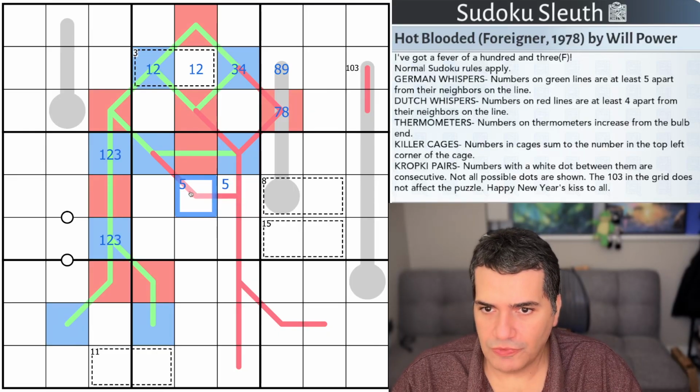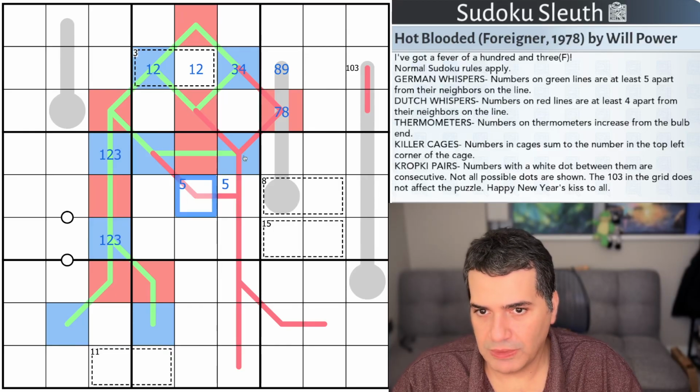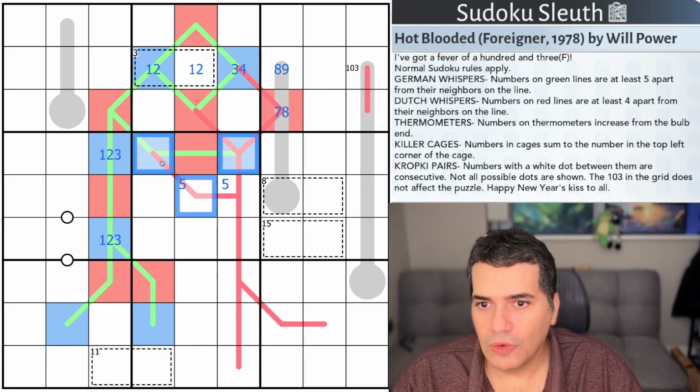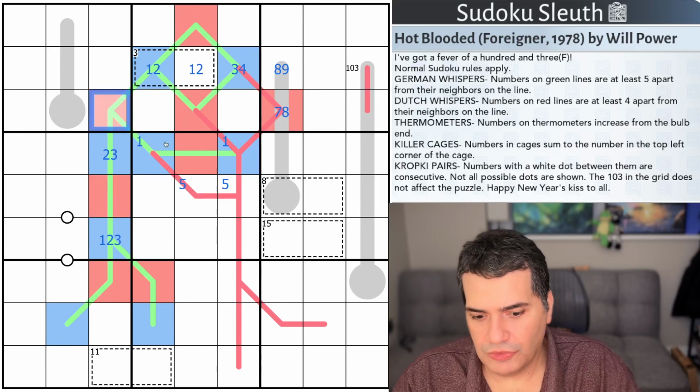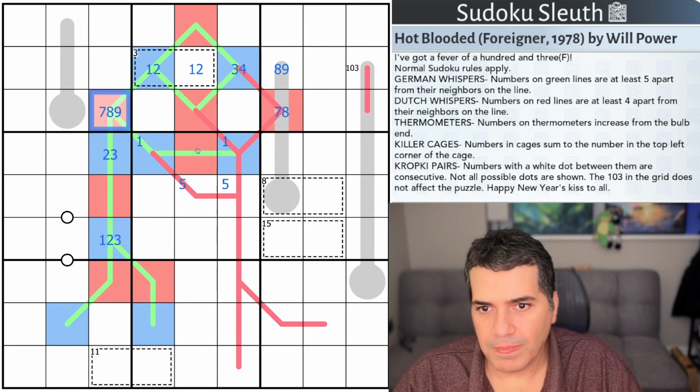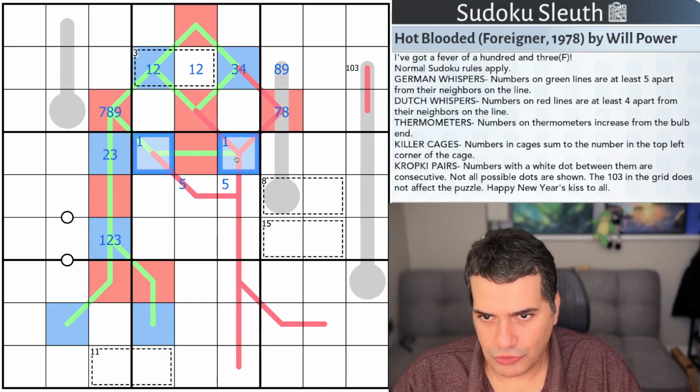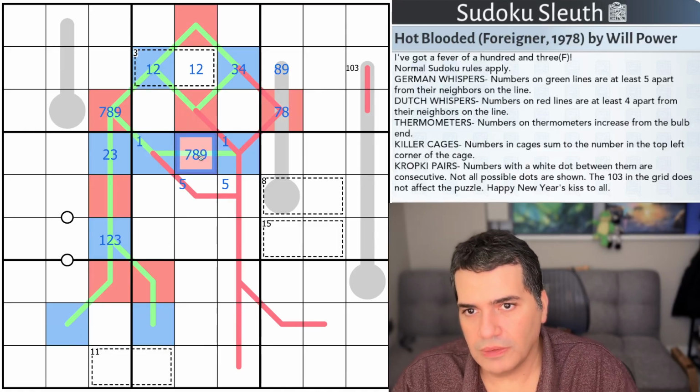So that could be the 5, for example. That could be 1, that could be 9. That would work. That could be 5, that could be 9, that could be 1. That would also work. One of these cells is a 1, not that one. And therefore that is not a 1. 2 or 3 means this is at least 7, 8, or 9. Still German whisper line. So this is 7, 8, or 9.